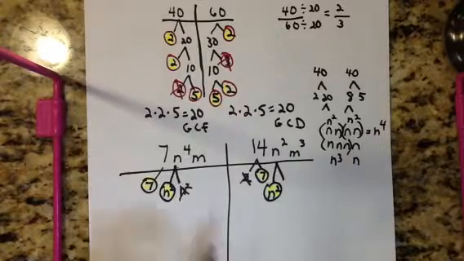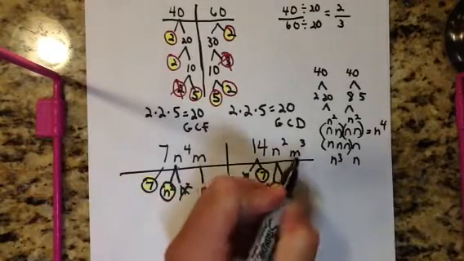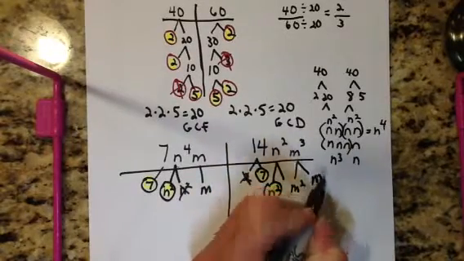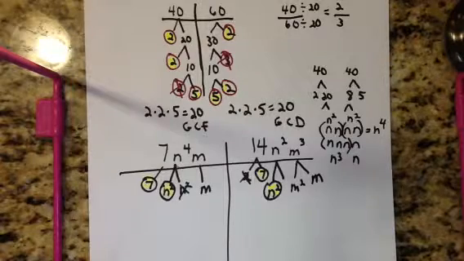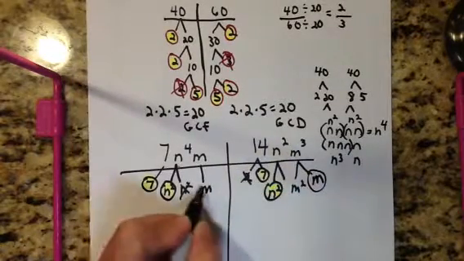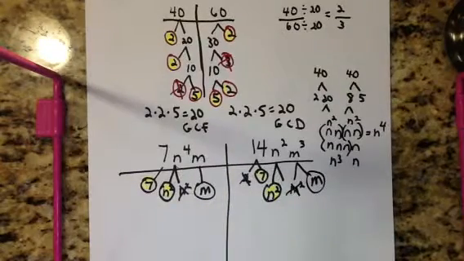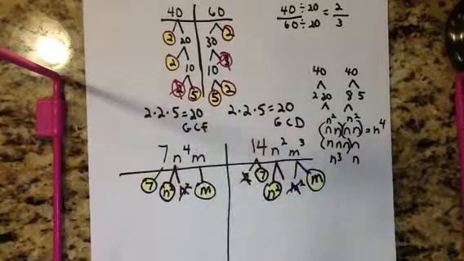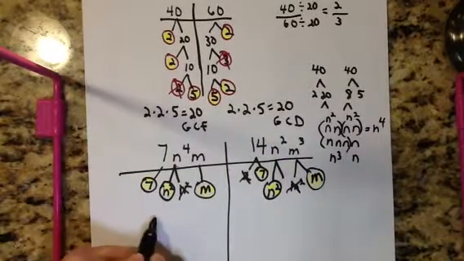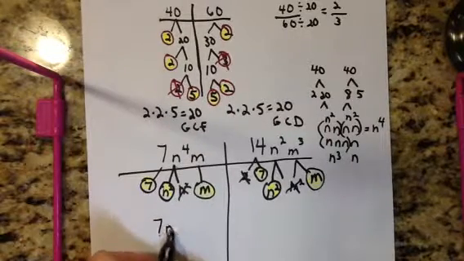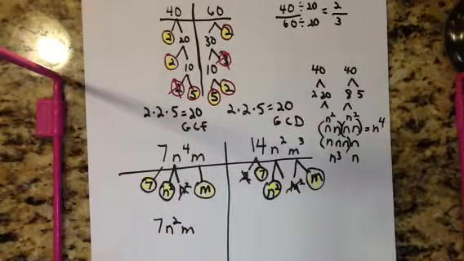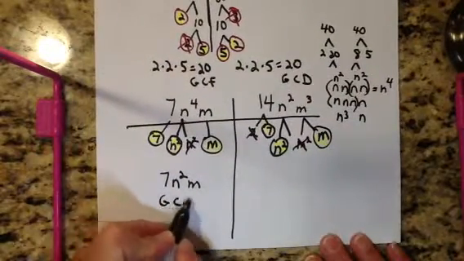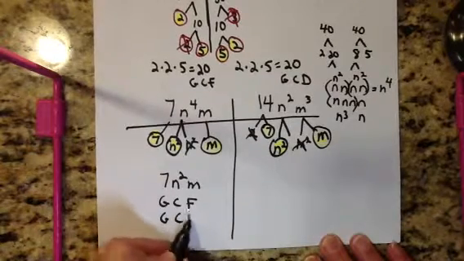Now what about the last one? Well, this is just an m, and this is m to the third, so it's obvious to me I need to do m squared times m, and identify this and this as what's in common, cross that off. Now I can write my greatest common factor for these two that have variables. So it would be 7 times n squared times m. Okay, so that would be my greatest common factor or greatest common divisor.